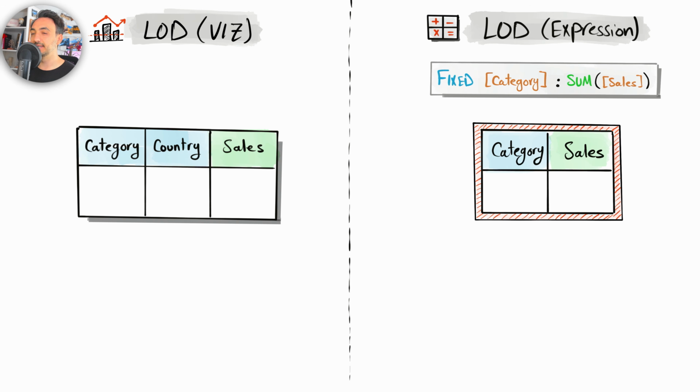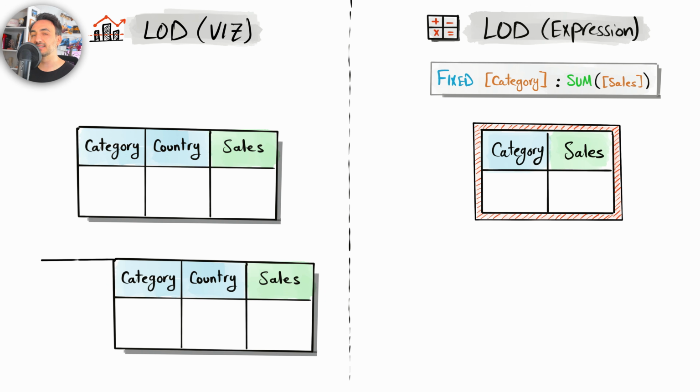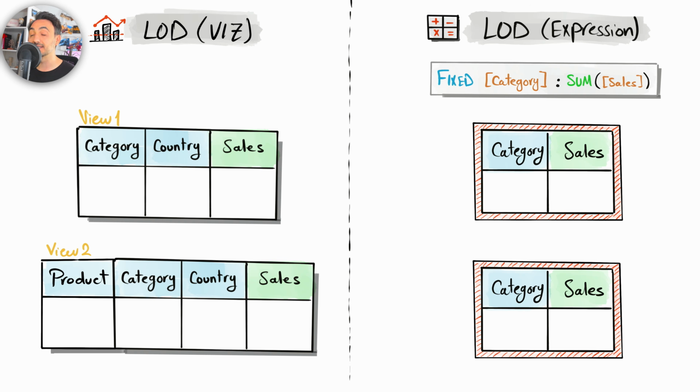So what do I really mean? Let's say that in the view you have added a new dimension, let's say the product. Now you have made a change in the visualizations. We have now 3 dimensions, product, category and country, but the LOD expression will not change at all. It's gonna get exactly the same results. It's gonna has the category and the aggregation sales.